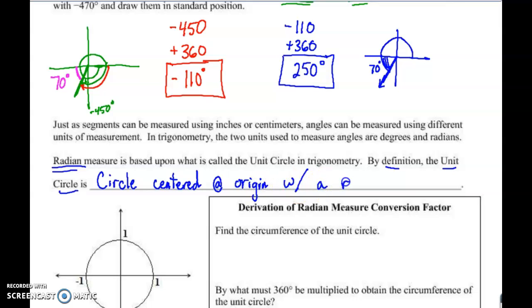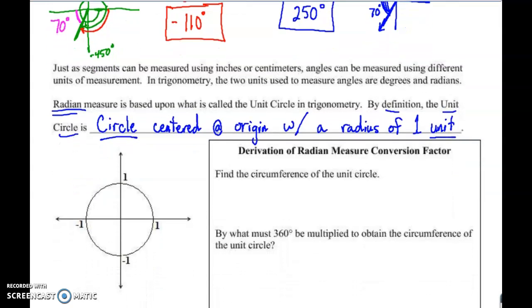With a radius of 1 unit, hence unit circle. So the reason why we name it this way is because I can ask you for the circumference of this.